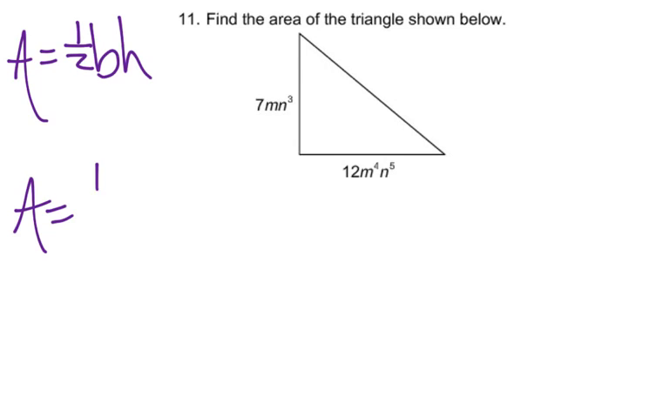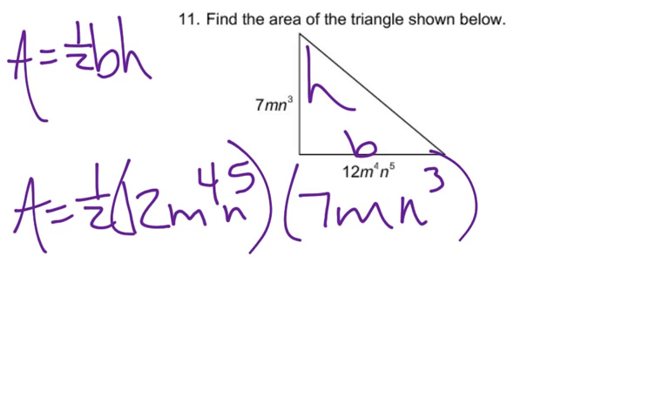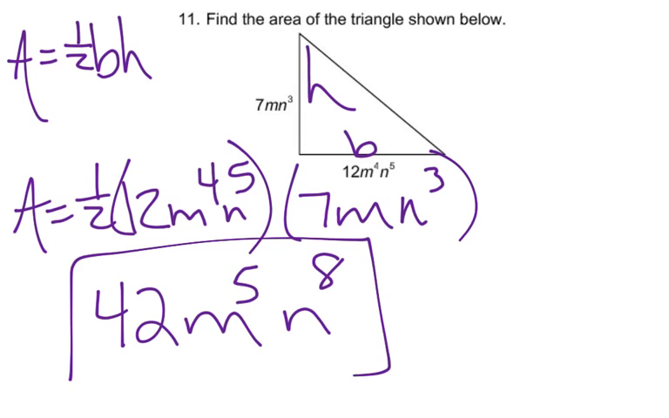My area is equal to 1/2 times the base of my triangle, which is down here at the bottom. So 12 m to the 4th, n to the 5th. My height is over here on the side. So times 7m n to the third. So take your calculator, 1/2 times 12 times 7, 42. I am multiplying, so the exponents will be added. 4 plus 1 is m to the 5th. 5 plus 3 is n to the 8th. It's not that difficult. They're just trying to trick you by giving it to you as an area.